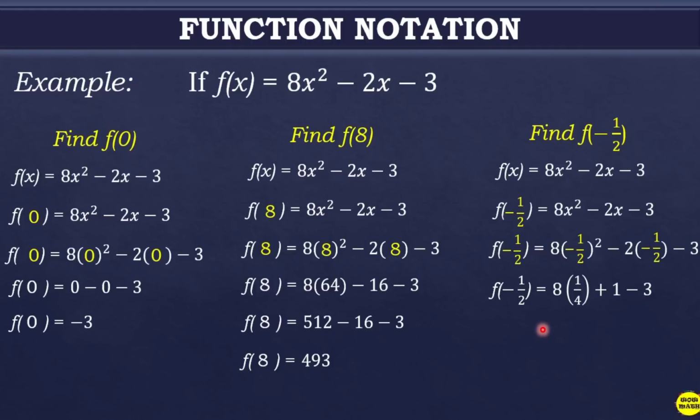Now, so we now have 8 times 1/4. So, let us simplify. So, 8 times 1/4, that is 2. Kasi pwede mo to i-cancel. 8 divide 4, that is 2. Okay, and then copy plus 1 minus 3. So, 2 plus 1 is 3, minus 3, that is 0.